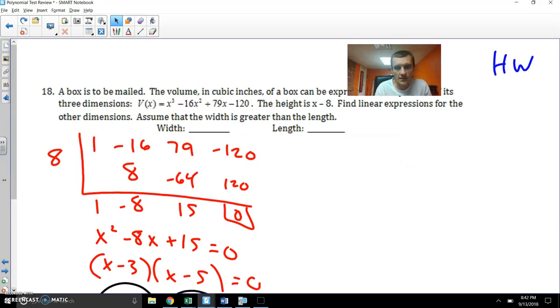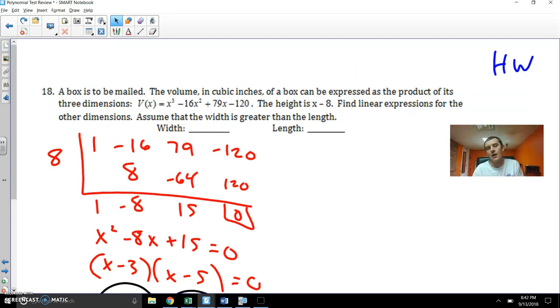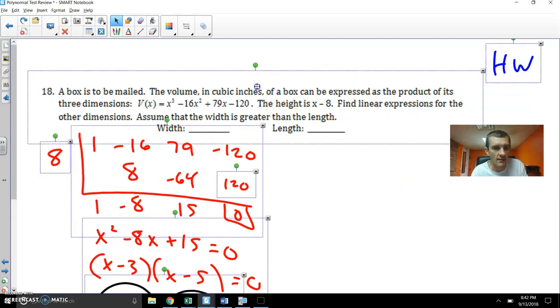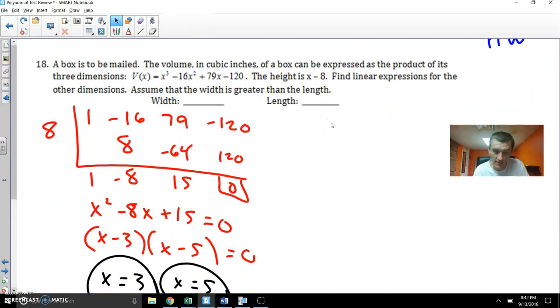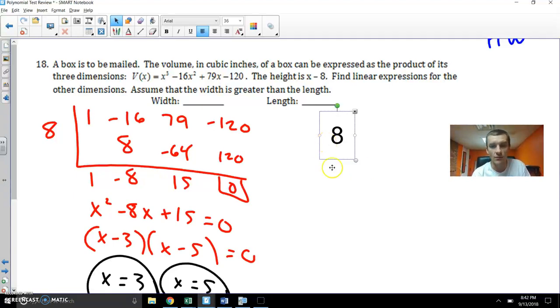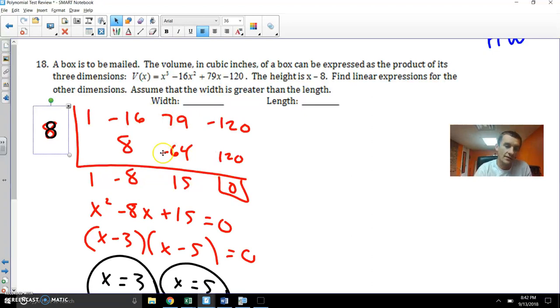Number 18, this is one that a few people were concerned about. I won't give you anything quite like this on the test maybe, but see, I said maybe. A box is to be mailed. The volume is given by this expression, and then the height is given as x minus 8. So here's the idea. You're just trying to figure out if x minus 8 seems to be a factor. Well, let's use the fact that 8 would make that 0. And then we're going to plug that in using synthetic division to see what the rest of it is.